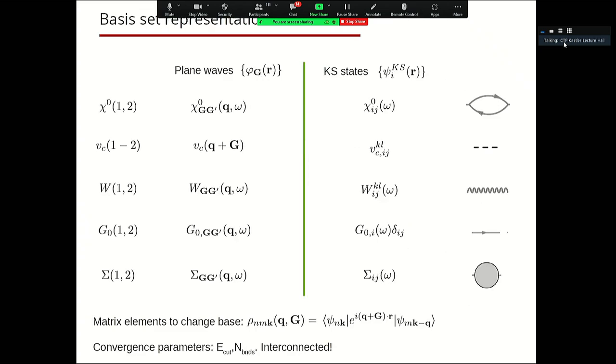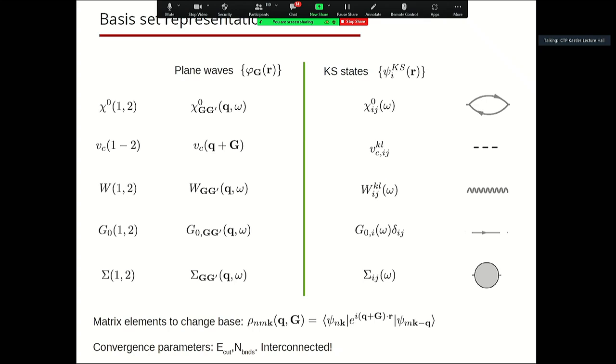Okay. But first of all, it's important to comment also on the basis set representations. All these operators should be represented on a basis set in order to become numerical matrices. So Yambo uses two different sets of basis functions. The first one is plane waves, as in Quantum ESPRESSO. And the second one is Kohn-Sham states, taken as an input from Quantum ESPRESSO. And we can see that all of these quantities can be conveniently represented in one of the two spaces.